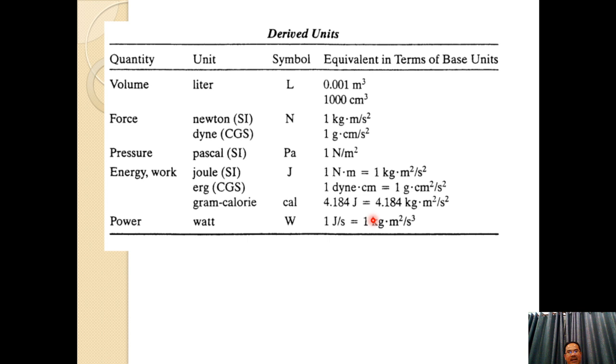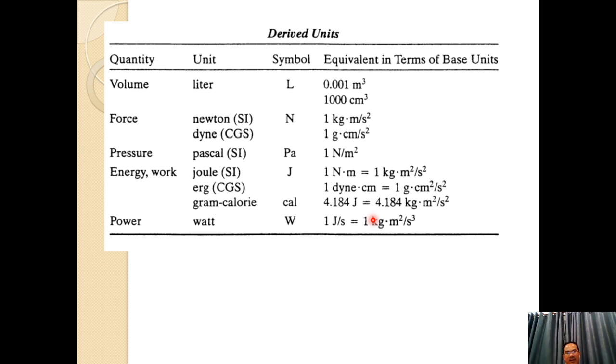And another derived unit that I talked about, like the system of units: base unit, multiple unit, and derived unit. This shows you examples of derived units. For example, volume. The unit of volume is the liter, and the symbol is L. The equivalent in terms of base unit is cubic meter or cubic centimeter. 1 liter equals 0.001 cubic meter or 1000 cubic centimeter.